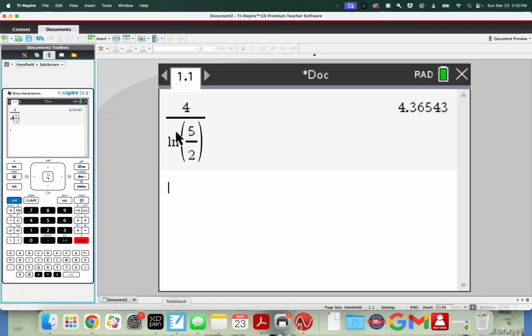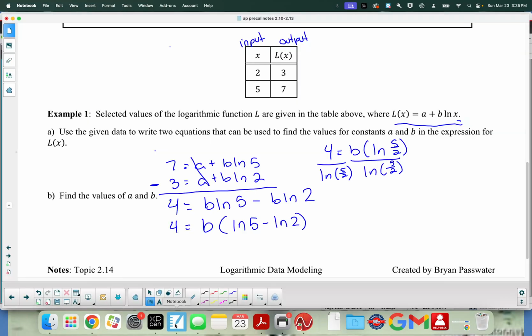So 4.36543, and it doesn't look like it's rounded. It looks like it's actually there. So b equals 4.365, I believe it was 43, right? 43?